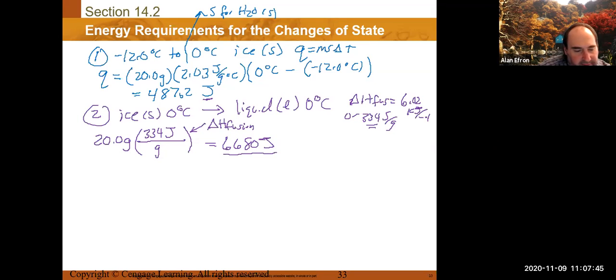Again, also going to be positive here. We need to put energy in to go from solid to liquid. It's an endothermic process, and we will end up with 6680. Any questions on that so far?